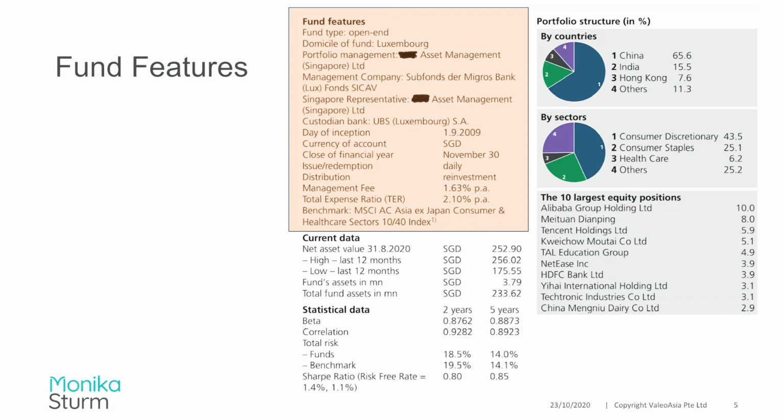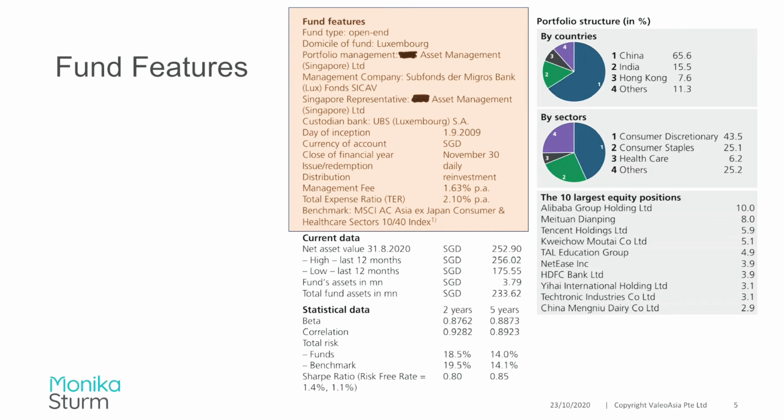The domicile of the fund means it's where it is based. In this case, it's based in Luxembourg, but it's managed from Singapore. The custodian bank is UBS in Luxembourg, which means UBS safeguards the customer's shares in Luxembourg. The day of inception refers to the date the fund started operating.